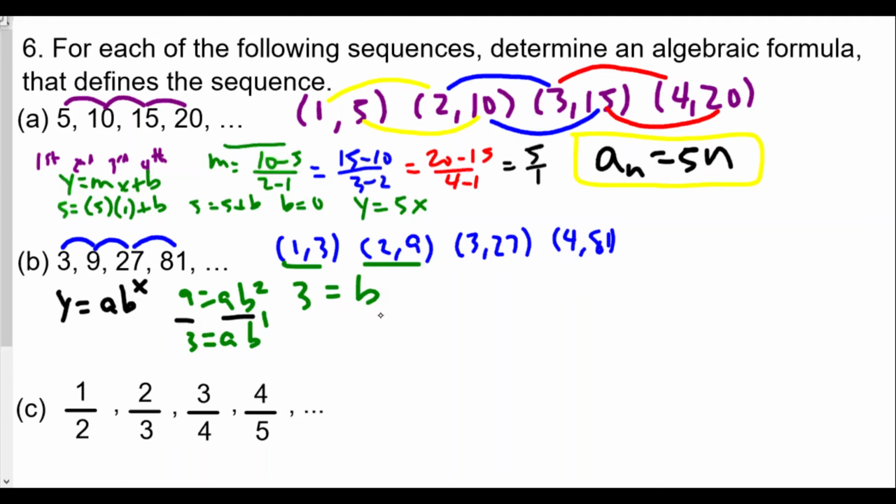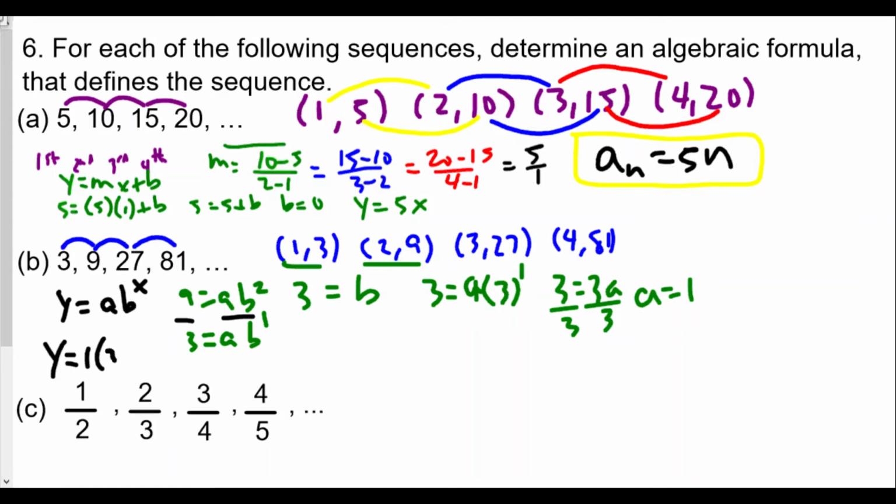We'll find the a value now. Here for the a value, we'll use (1, 3). So 3 equals a times 3 to the first power, because we are trying to find a. We find a is equal to 1, because you get 3a equals 3. Divide both sides by 3. a equals 1. All right, so our function in this case will end up looking like y equals 1 times 3 to the x power, or really 3 to the x.